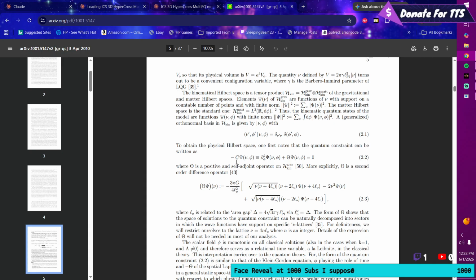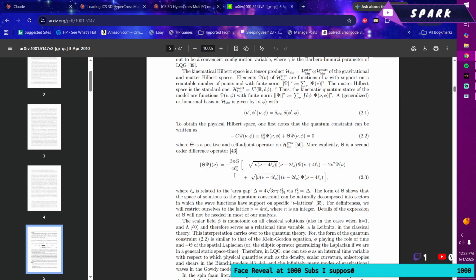The quantum constraint can be written as negative partial derivative squared with respect to phi, minus theta, equals zero, a self-adjoint operator on the gravitational kinetic Hilbert space. More explicitly, theta is the second order difference operator. And then we have gravity in here, and we have square root of v plus 4.